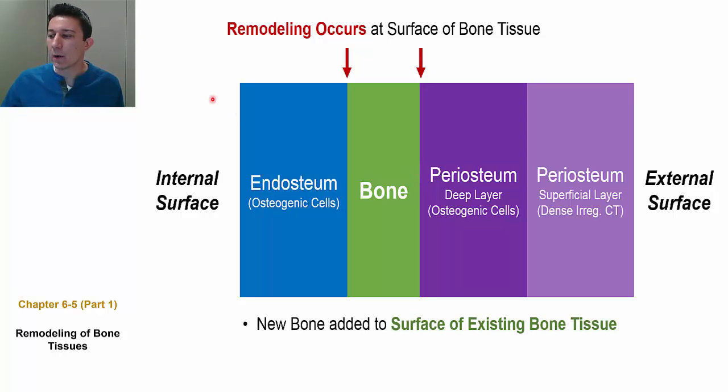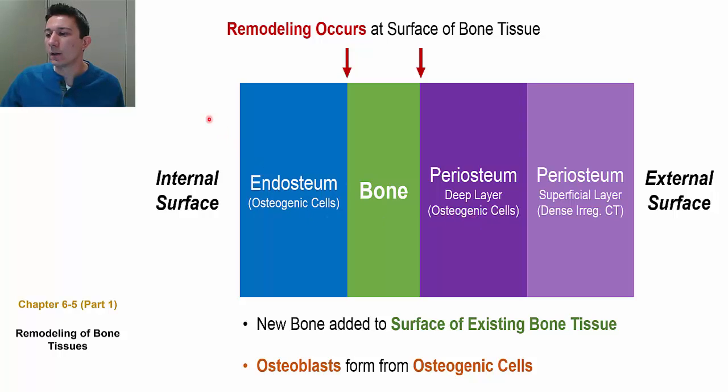Okay, so essentially new bone is added to the surface of existing bony tissue, and the osteoblasts, which are going to be building the extracellular matrix of bone tissue, form from osteogenic cells. Osteoclasts don't come from osteogenic cells, they come from another cell line and another cell type in the body, but they're found at the internal and external surfaces of bones as well.